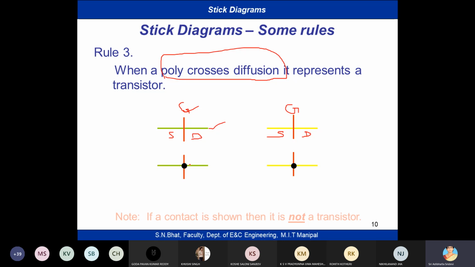But if you provide an electrical contact between N diffusion and polysilicon, or P diffusion and polysilicon, it is not a transistor. We know that the gate and the source and drain are isolated by silicon dioxide, the gate oxide, and only then it is a FET. But if there is an electrical contact like this, it is not a transistor. Are you getting my point?